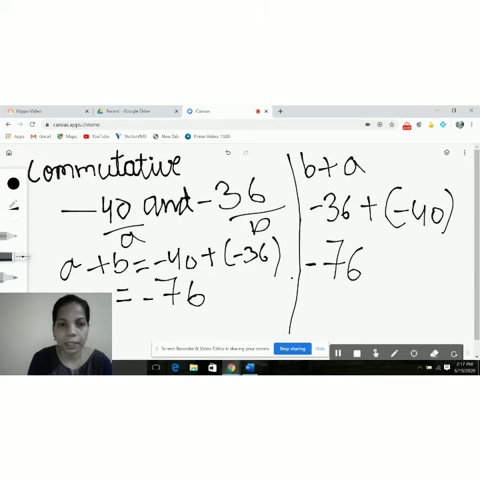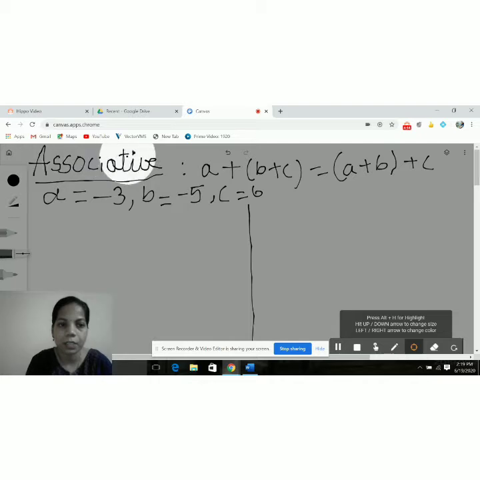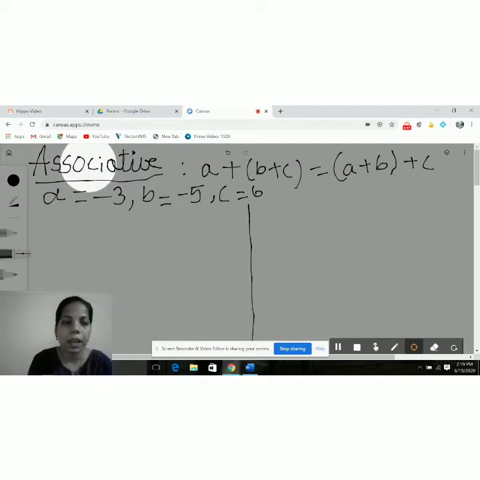So what is commutative property? If a and b are any two integers, then a plus b is equal to b plus a. Now the next property is associative property. Associative. What is associative property? If a, b and c are any three integers, then a plus b plus c is equal to a plus b plus c. I repeat, if a, b, c are any three integers, then a plus b plus c is equal to a plus b plus c. Now we will prove this property with an example.